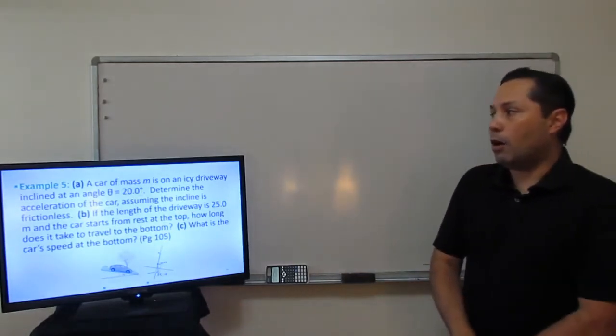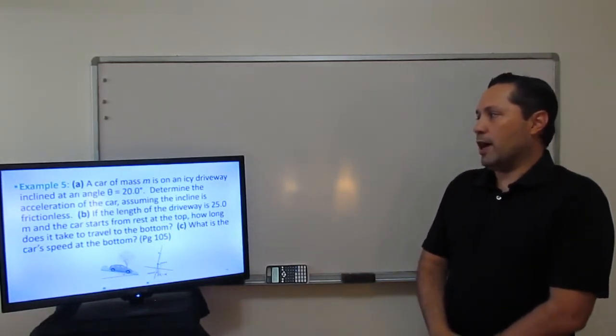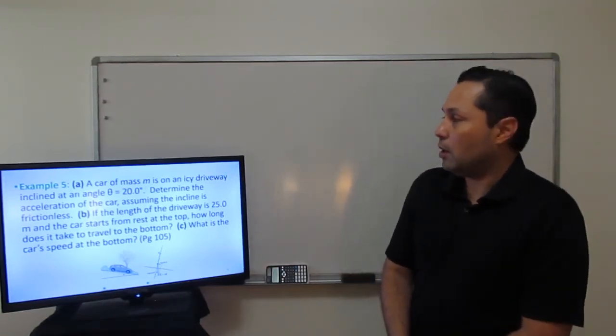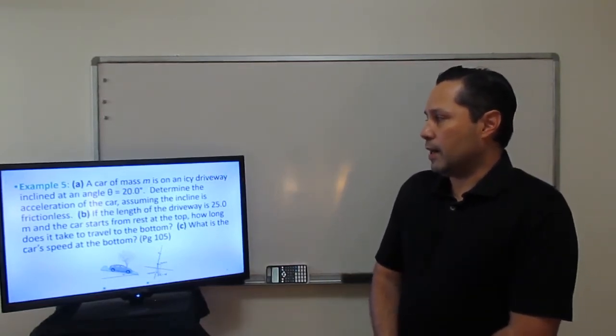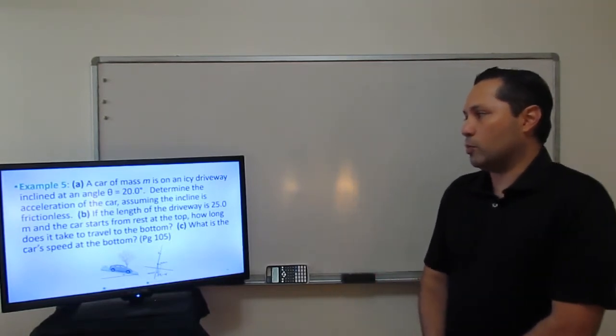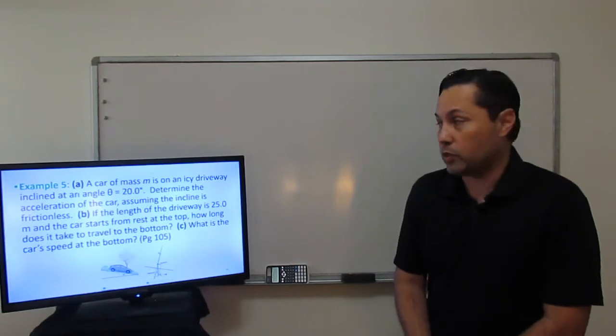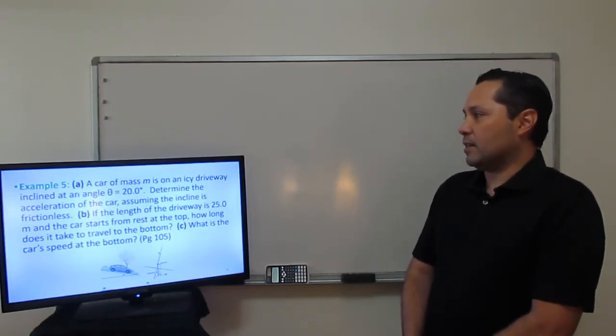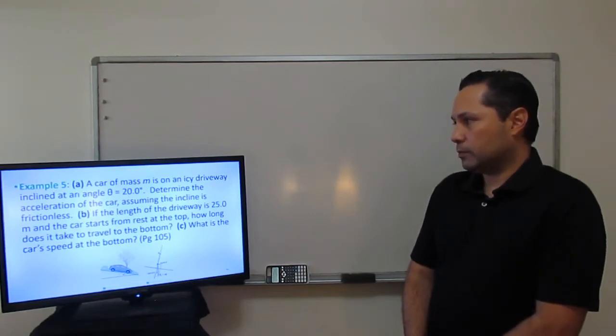So it says a car of mass M is on an icy driveway. Ice again because they don't want you to deal with friction. It says the incline at an angle is 20 degrees. Determine the acceleration of the car assuming the incline is frictionless. Alright, so that'll be part A. What would be the acceleration of the car?